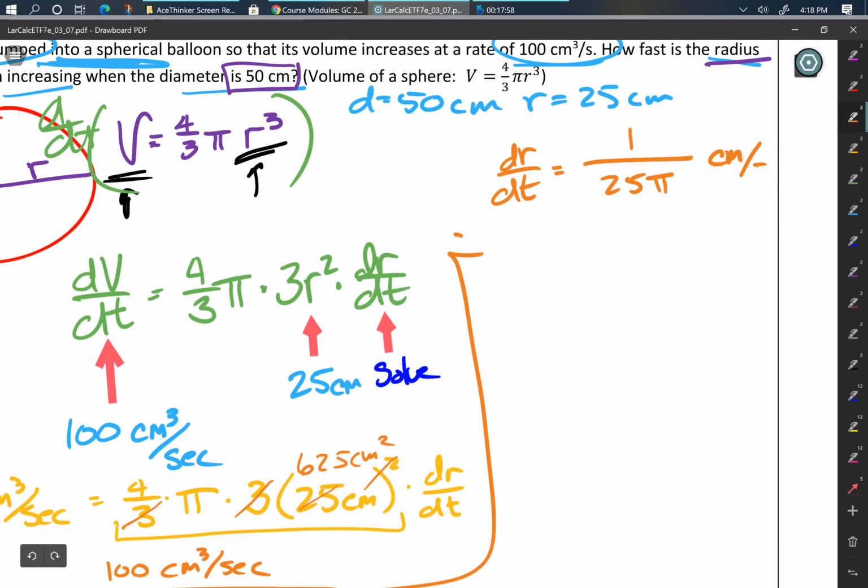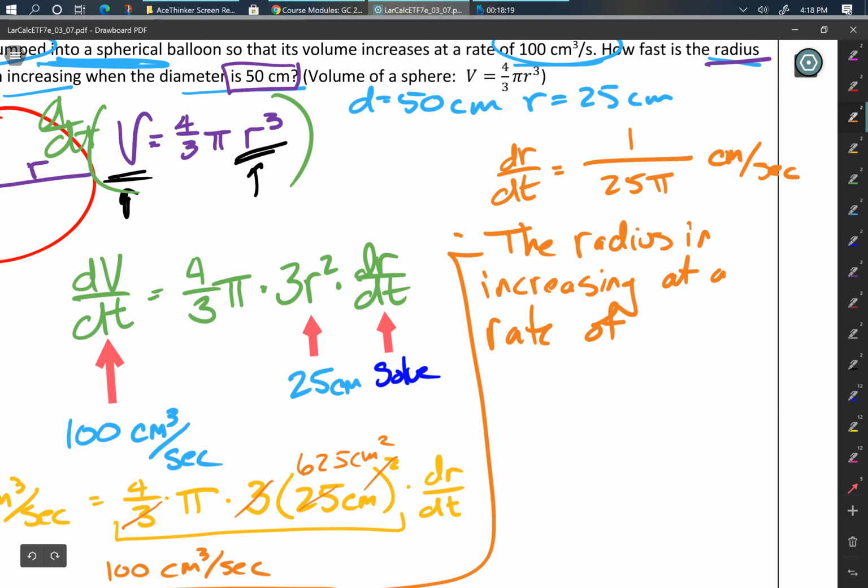centimeters per second. Or the radius is increasing. And how do I know it's increasing? Positive number there. At a rate of 1 divided by 25 pi centimeters per second.